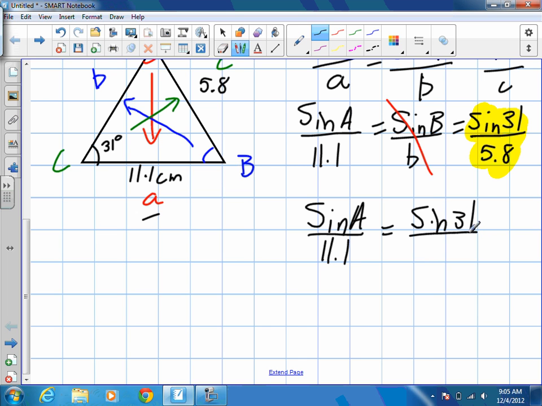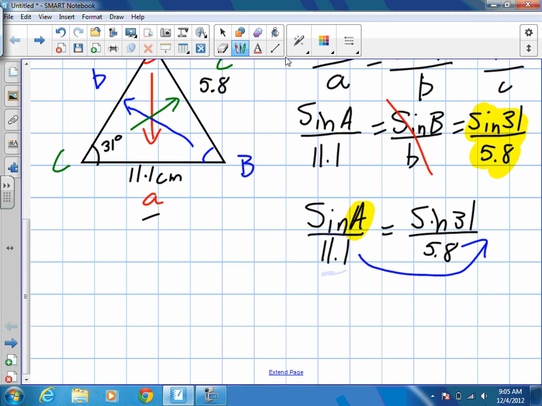Good. Now I'm actually solving for something. I have one unknown. That's angle A. We want to solve for angle A. In other words, I want to isolate it. So if I want to isolate angle A, because this is sine A divided by 11.1, I want to move the bottom part of this fraction to the other side. To do that, what do I need to do to move the 11.1 over? Multiply. That's right. We've got to multiply by 11.1 on this side, and it'll get rid of this guy.